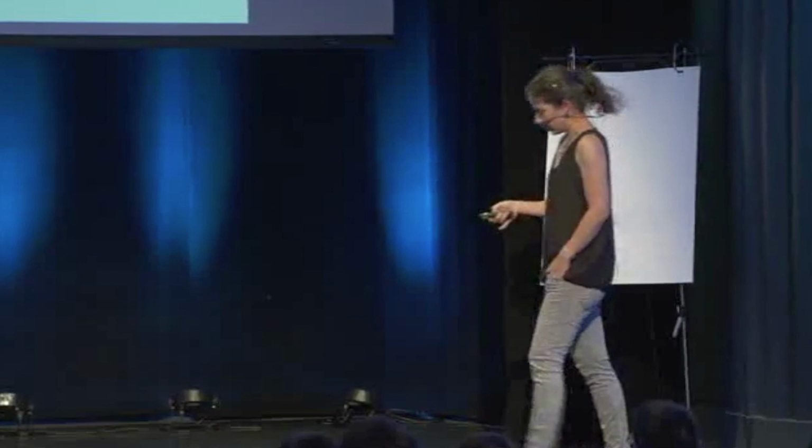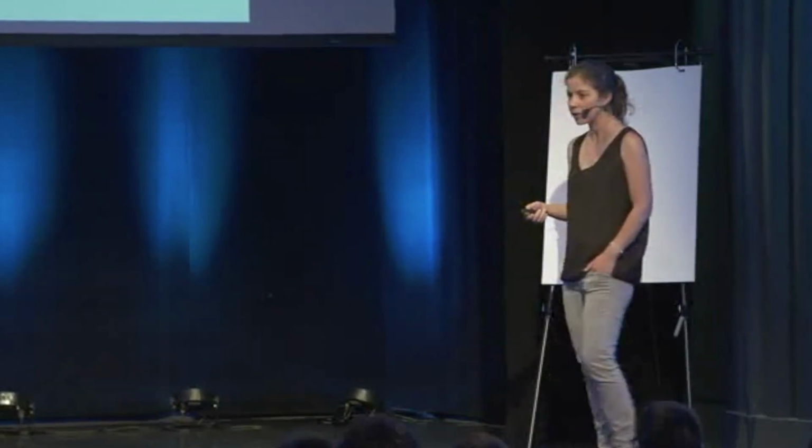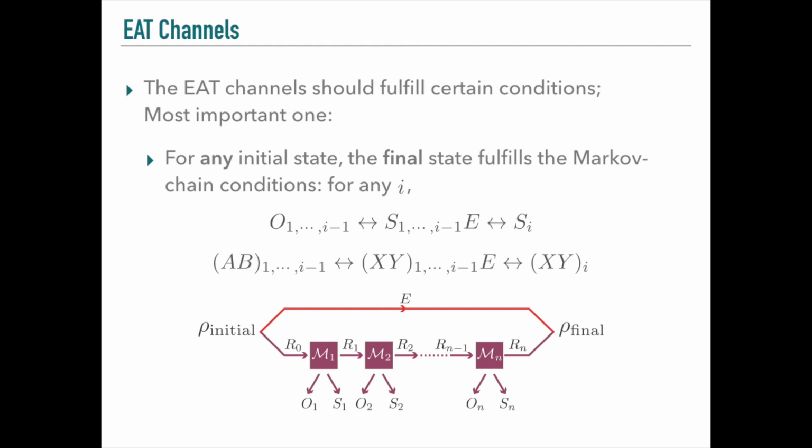Okay, so we model the process. Now the EAT channels, they should fulfill certain conditions. So it's not any way that you model it will count as an EAT channel for the theorem. The most important one is a Markov chain condition, this thing here. So this is basically the condition that makes sure that entropy actually accumulates in the process.